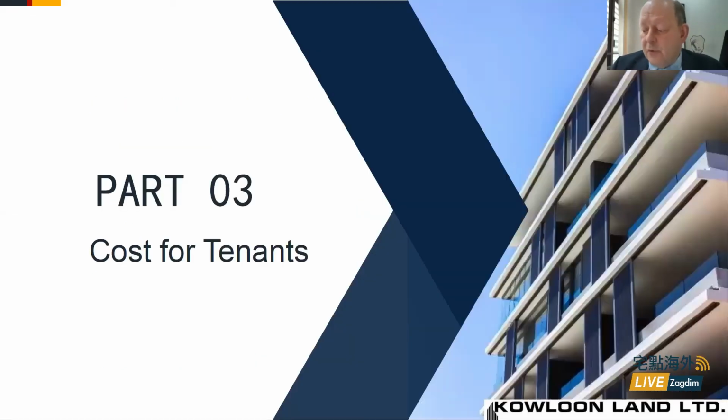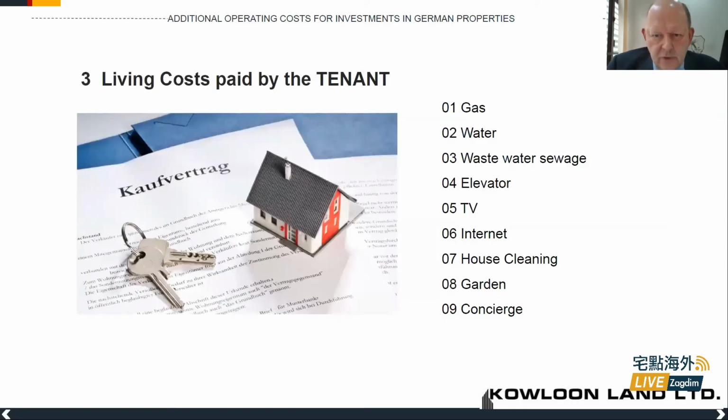Coming to the next point, part 3, costs for the tenant. As I told you before, you will see that a lot of costs will be paid by the tenant, and as you see here on the list, it starts with costs for gas and water, wastewater, sewage. I think that's normal. Elevator is in the house. For TV, internet, it's also clear. House cleaning is the next one.